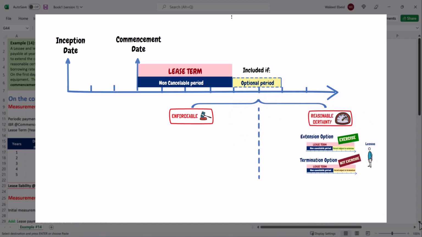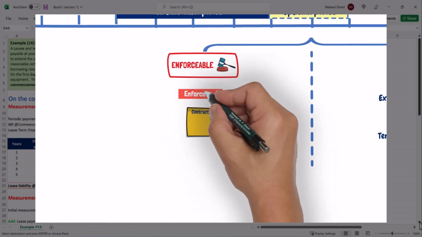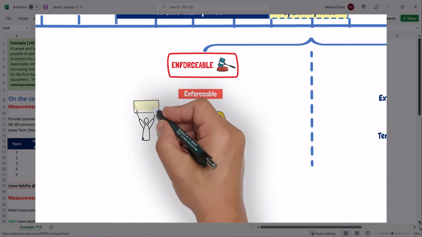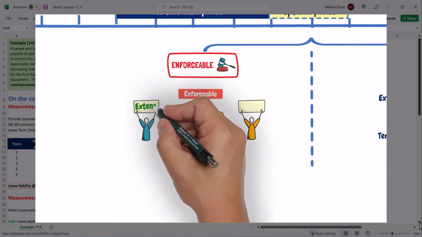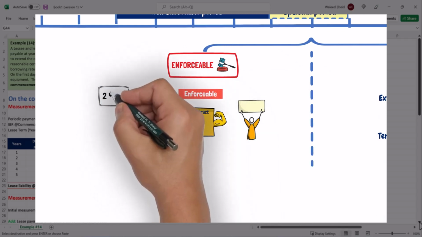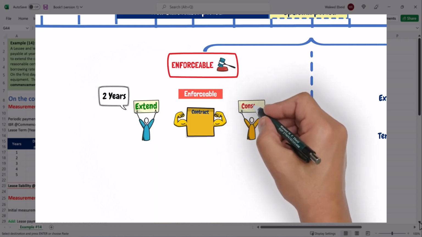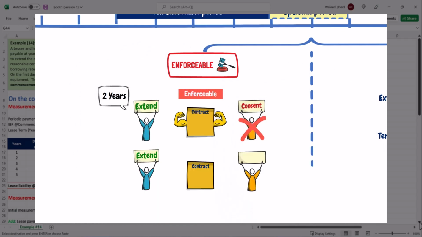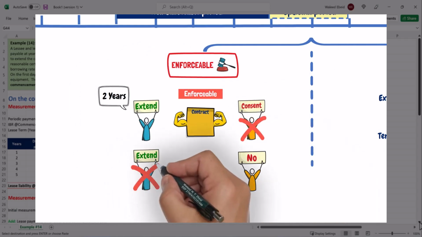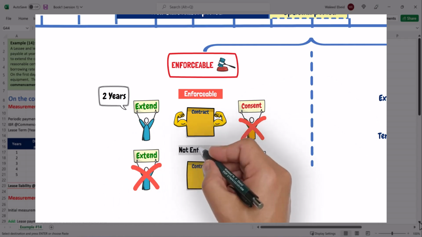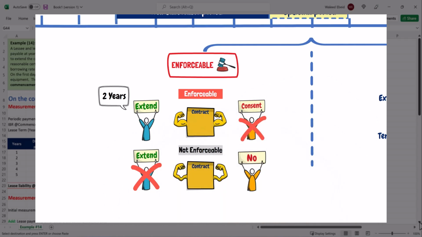Here in this example, the lease contract is enforceable during the additional 2 years of the optional period, because the lessee can extend the contract term for 2 additional years, and the lessor cannot decline that extension. If the lessor can decline the extension, then the contract is not enforceable during the optional period.